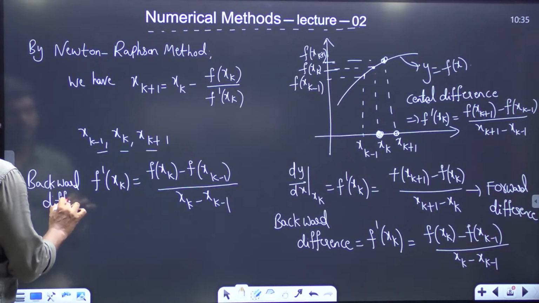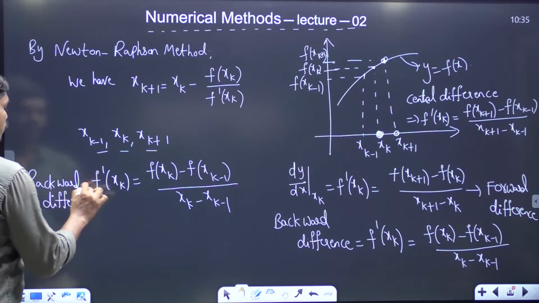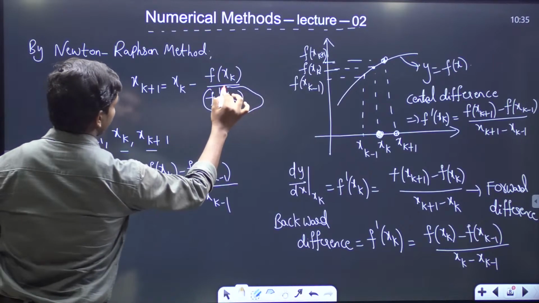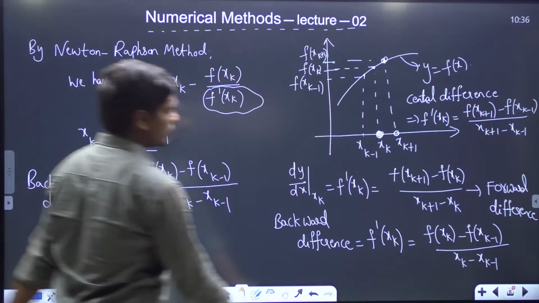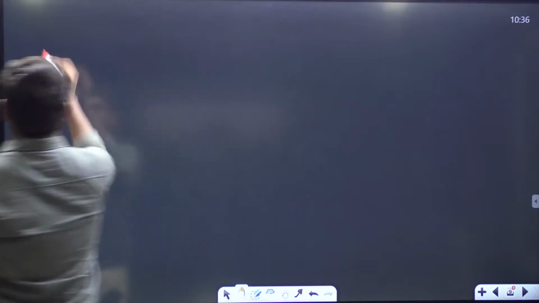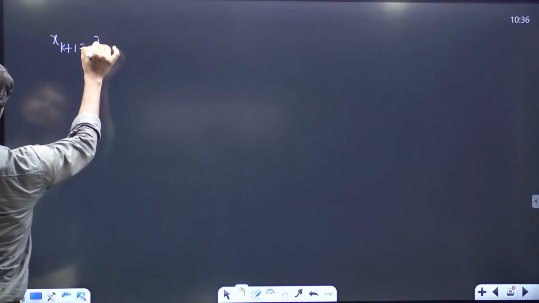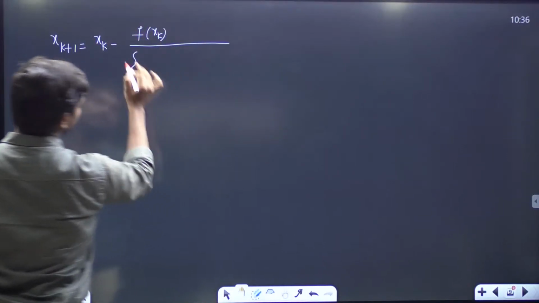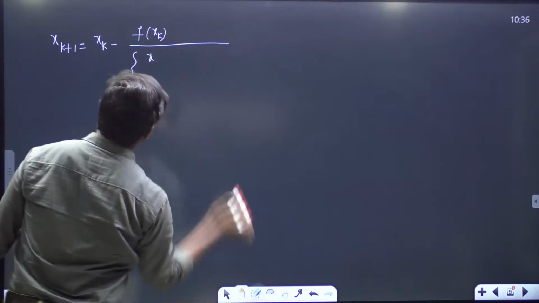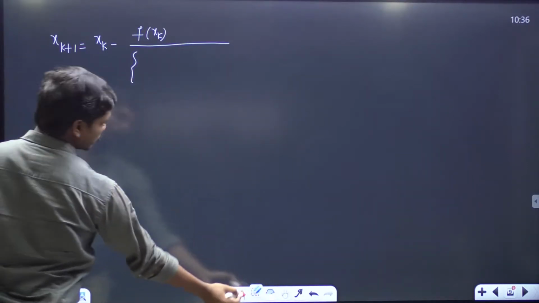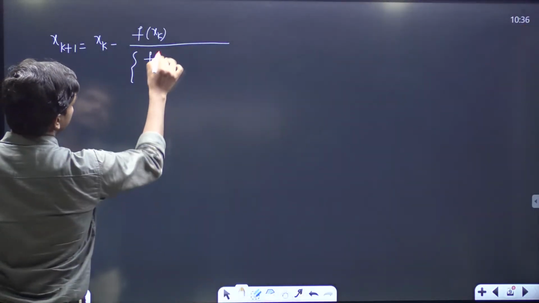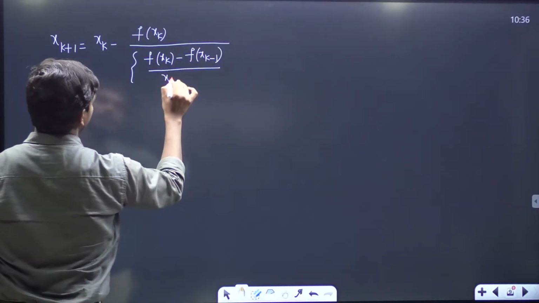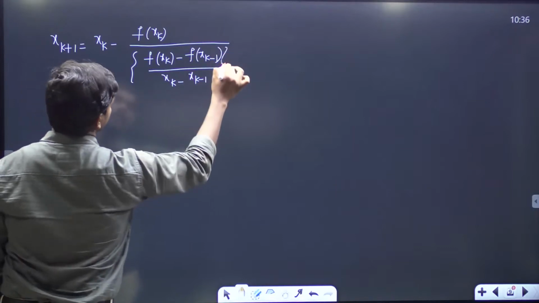Backward difference implies f dash of xk is equal to this. Now, in place of this f dash of xk, if you substitute this formulation, then we'll be getting xk plus 1 is equal to xk minus f of xk divided by, in terms of this f dash of xk, we'll go for f of xk minus f of xk minus 1 divided by xk minus xk minus 1. So this is what you have.